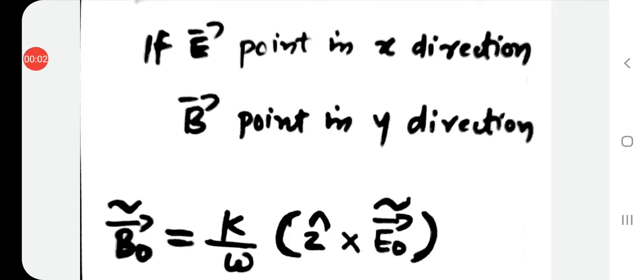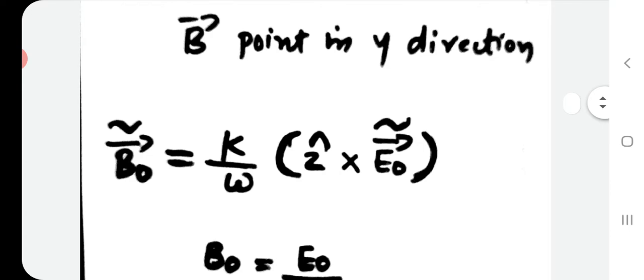Hi, in the last class we considered plane electromagnetic waves. If the electromagnetic wave is traveling in the z direction, and the electric field is pointing in the x direction, then we know the magnetic field will be pointing in the y direction.